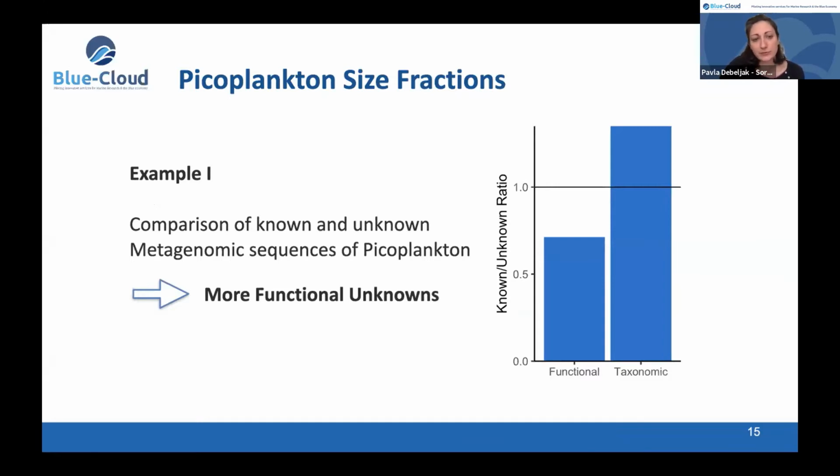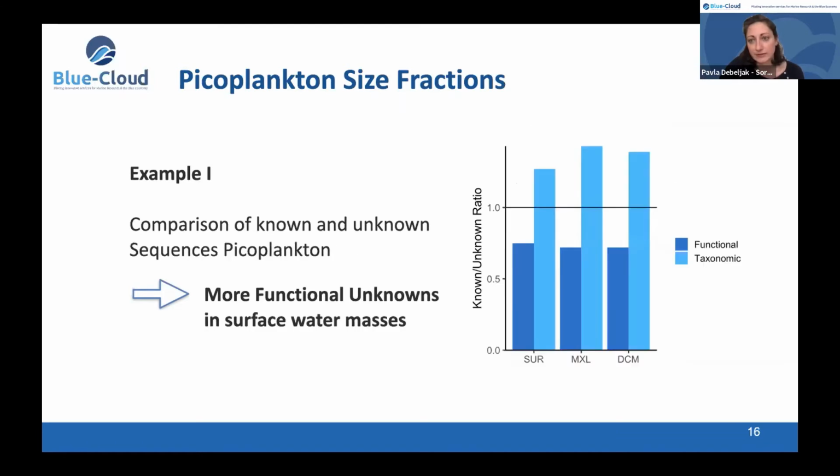In this example, we see for the picoplankton we have more functional unknowns. So we divide the known by the unknown for the same data set. And when we look at the different depth layers, we see all of the surface depth layers show a high amount of functional unknowns compared to taxonomic unknowns. So this is, again, one result where you can further build up theories or hypotheses.